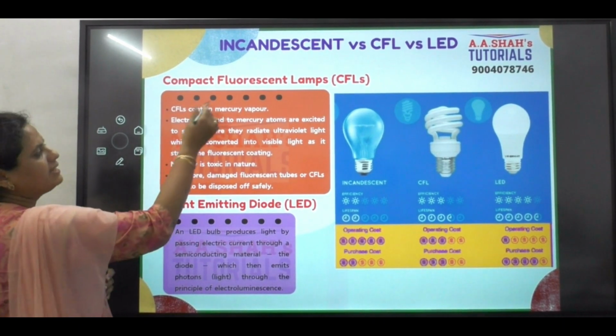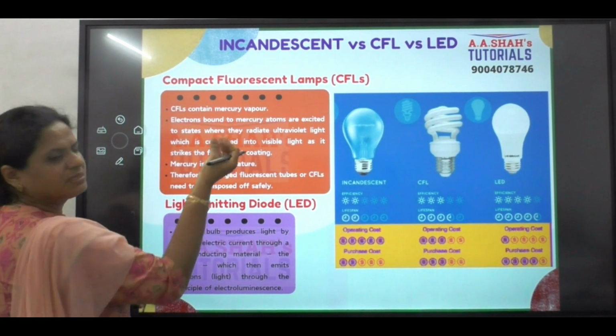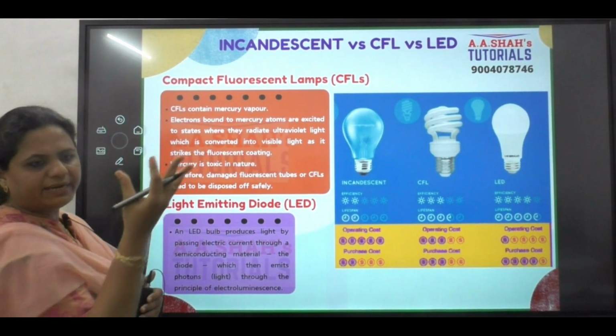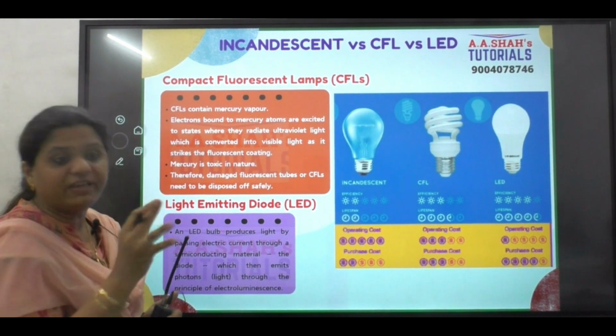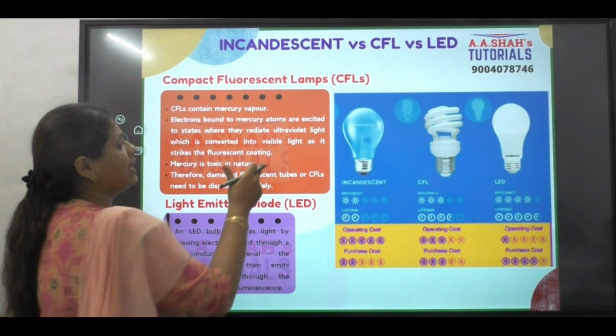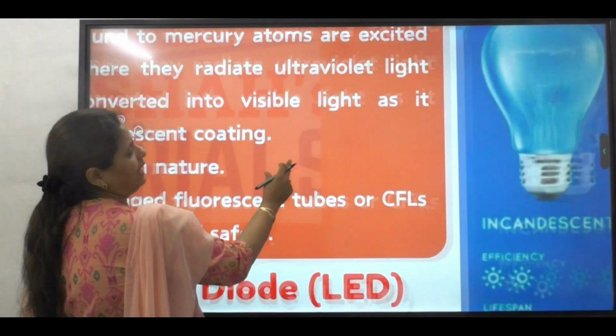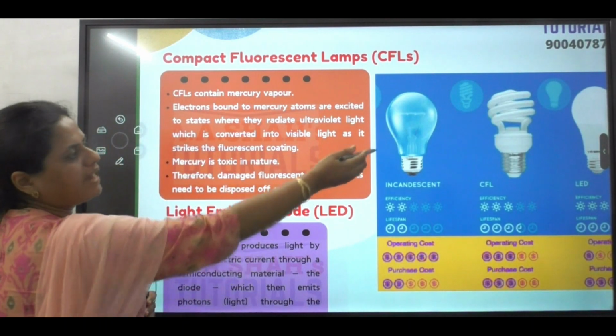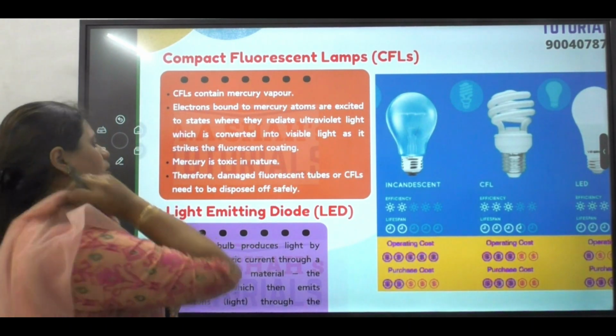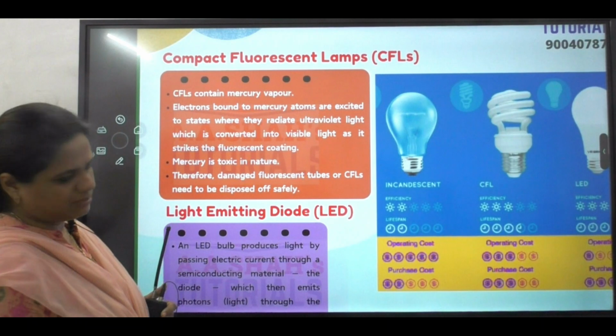Right? And how does it work? When electrons bound to mercury atoms are excited because of electricity, they release UV rays. And UV rays then turn into visible light once they strike the fluorescent coating on the bulb. So the compact fluorescent lamp works on this principle.